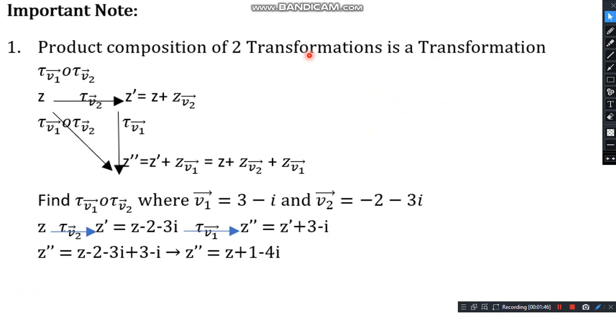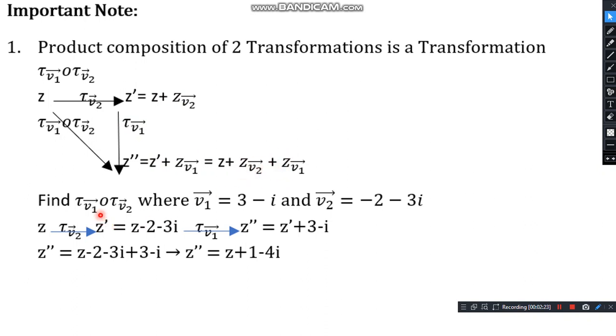Now, the product of two translations is a translation. You can do it like this; I'm going to move by the two methods. Suppose you want to find T V1 rho T V2. We start here with T V2, translation of vector V2. You get Z prime equals Z plus V2. Now you have T V1: from Z prime you go to Z double prime, such that Z double prime equals Z prime plus V1. But Z prime is Z plus V2, so you have a translation of the sum of the two vectors.